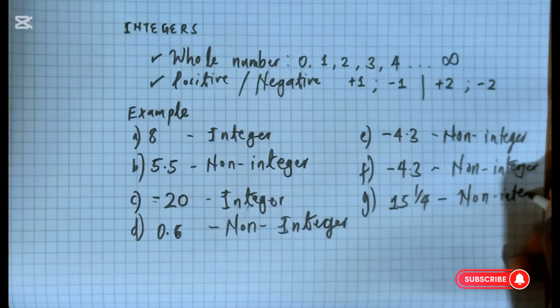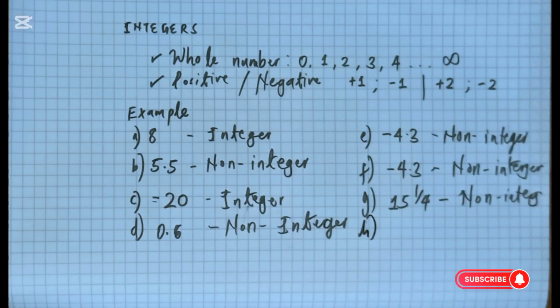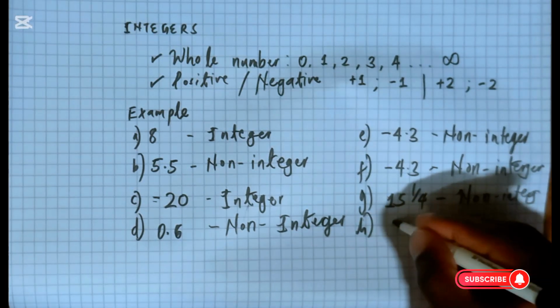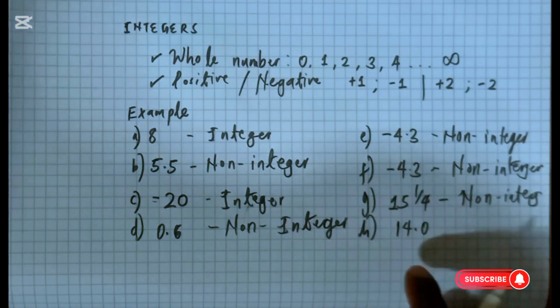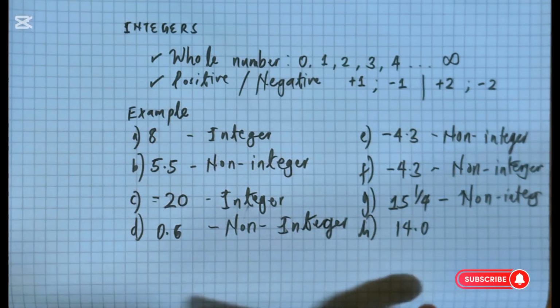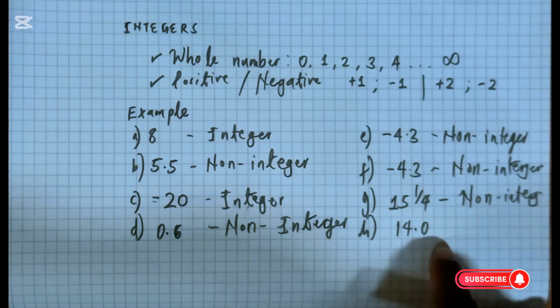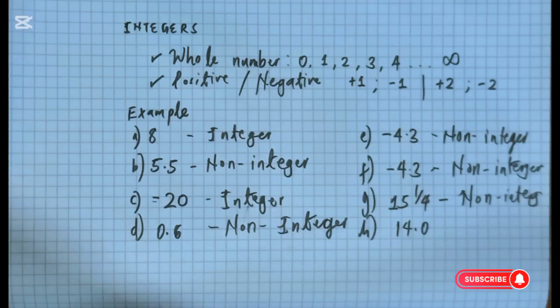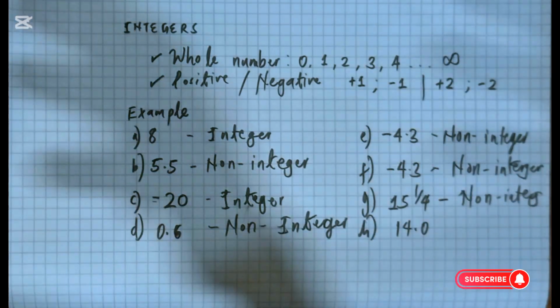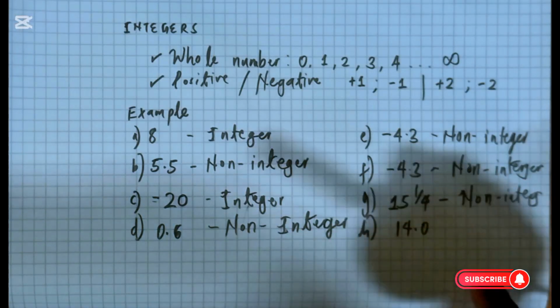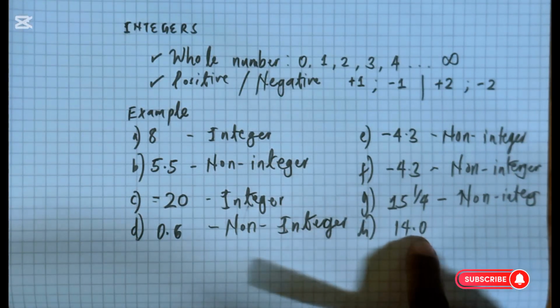Now, for our last illustration here, we are having the number 14.0, and right here I want to pay keen attention, because this number here, as much as we have 0.0, is actually an integer. Why? The 0.0 part actually is not a decimal fraction. 0 basically means that there is nothing, something does not exist. So it's 14 point no decimal. So this is not actually a decimal fraction.